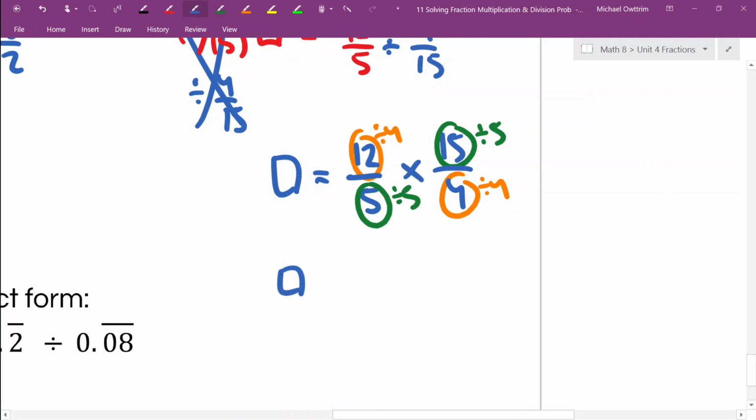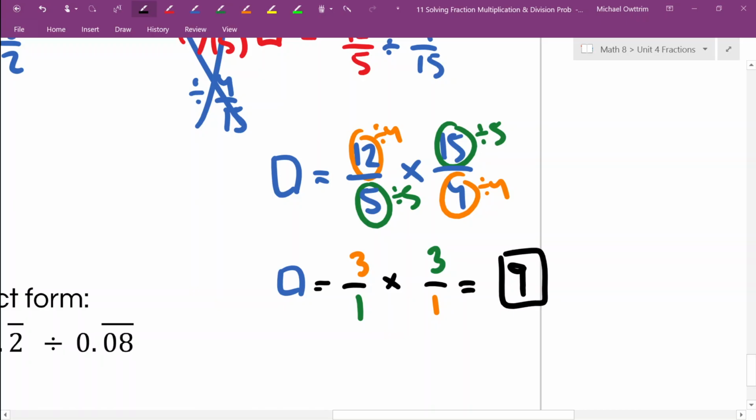And that will give us our 12 divided by 4 is 3, 5 divided by 5 is 1, 15 divided by 5 is 3, 4 divided by 4 is 1, and 3 times 3 is 9 for our box.